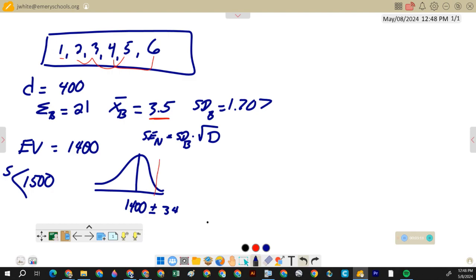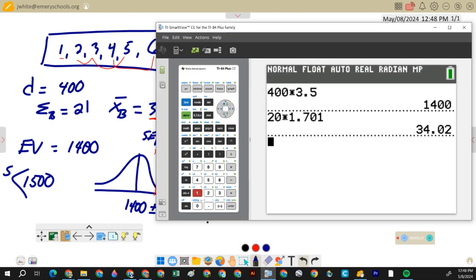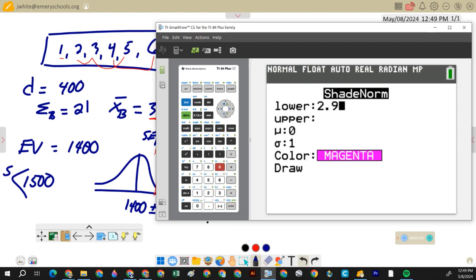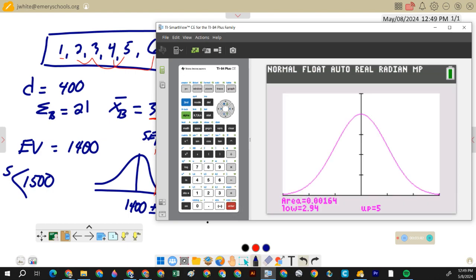All right, and I put a mark at 1,500, and I want to shade to the right. So 1,500 minus 1,400 is 100. So 100 divided by 34 gives me 2.94, and then I'm just going to shade norm from 2.94 to 5. And there is a less than 1% chance, a very low chance that that's going to happen. Okay, so that's how SEN works.